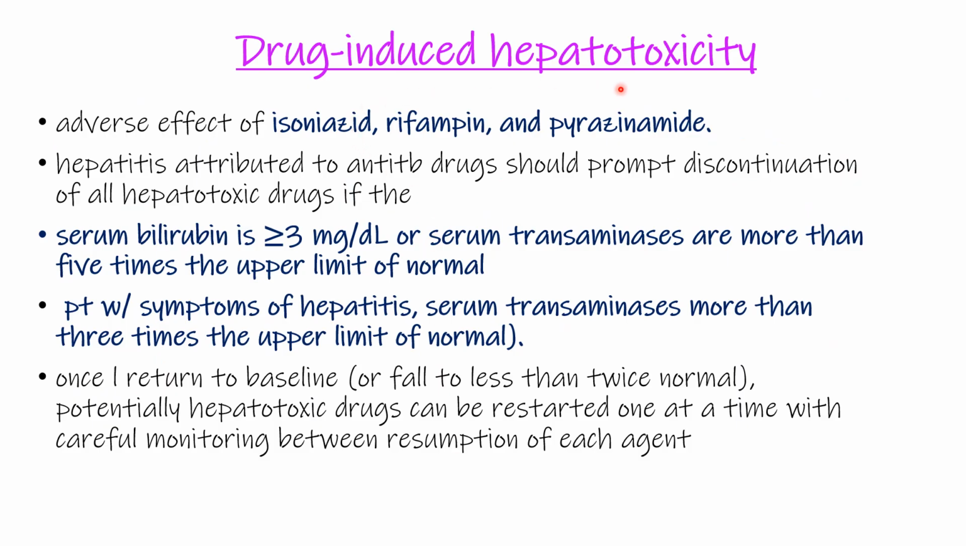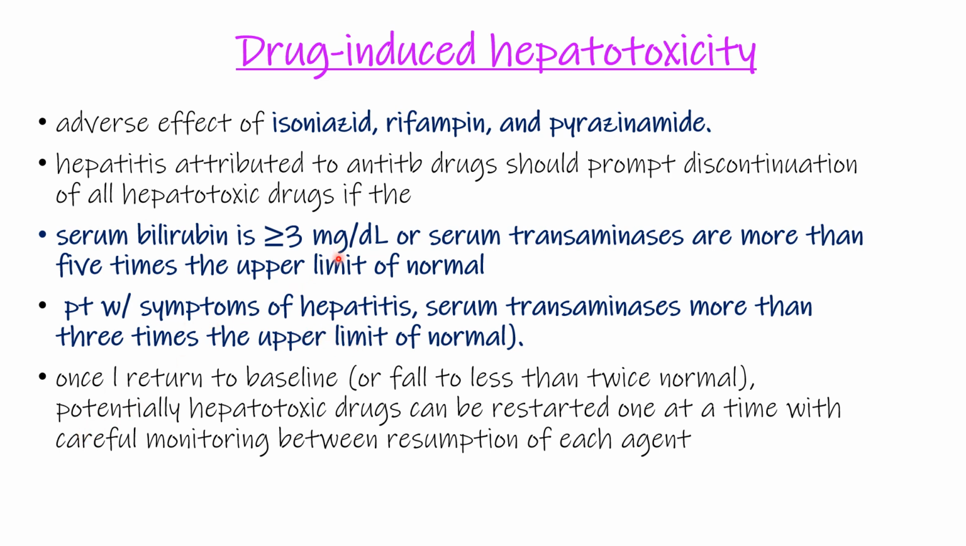So, drug-induced hepatotoxicity. I said before that the drugs that we give, except ethambutol, have a risk of hepatotoxicity, and the highest risk is pyrazinamide, followed by isoniazid and then rifampin. Hepatitis attributed to TB drugs should be promptly discontinued if you have serum bilirubin of greater than 3, or, as previously mentioned, serum transaminases more than 5 times the upper limit in asymptomatic patients. However, when a patient has symptoms of hepatitis and the serum transaminases, that is AST and ALT, are more than 3 times the upper limit, you discontinue.